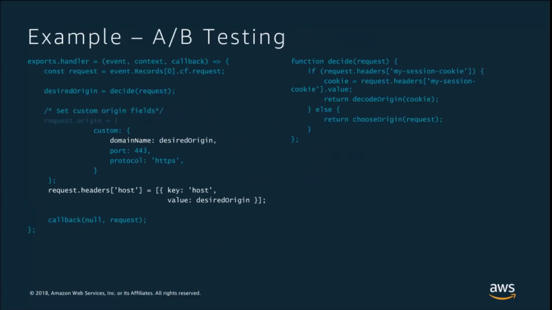A quick look at what the code here would look like. Here, what you're doing is essentially updating a property in the request object, request.origin, with the value you want. So if you want to send it to a new origin, you would update request.origin appropriately. And you will also need to insert a host header with the new origin details.